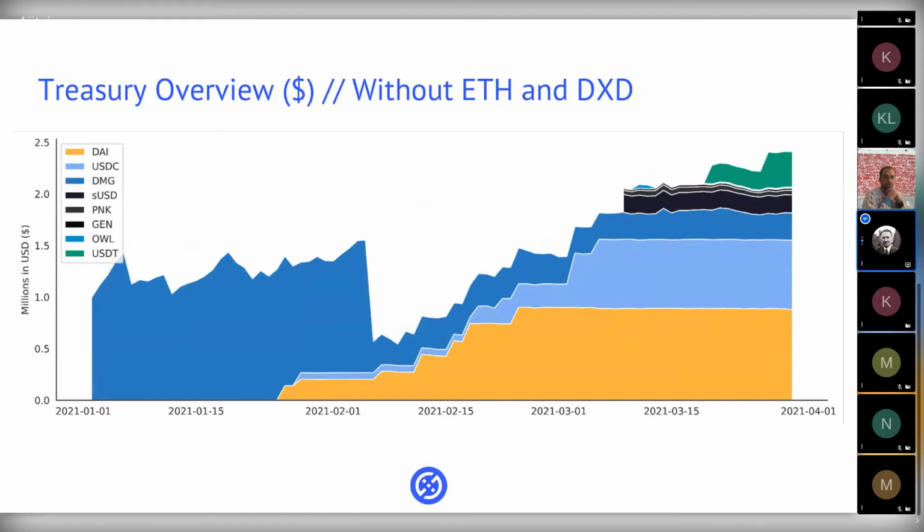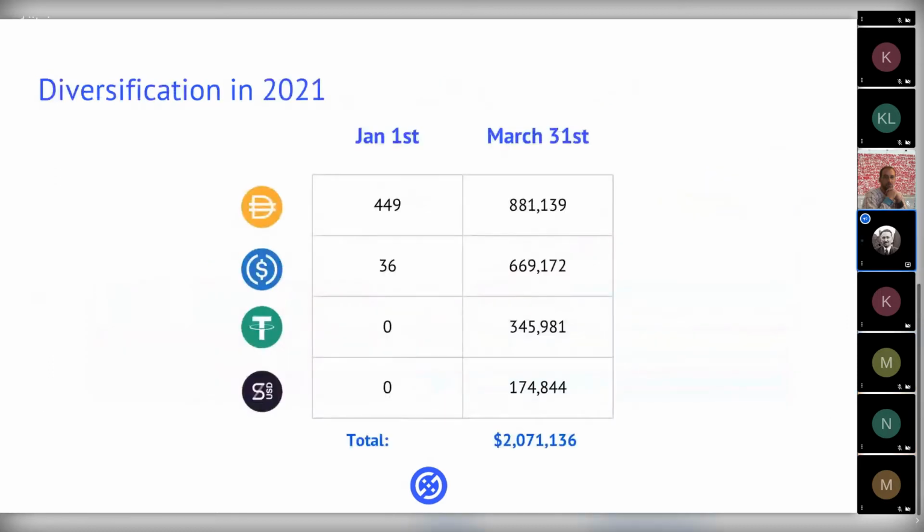And one of the main ones we see is obviously DMG, which has decreased in value quite a bit. And one of the main things we worked on this quarter was also diversification, right? So getting some stable coins and having some runway in stable coins. I didn't plot this because we pretty much had nothing at the beginning of the quarter, so you wouldn't really see anything on the plot. But currently, we hold around $2 million in stable coins.